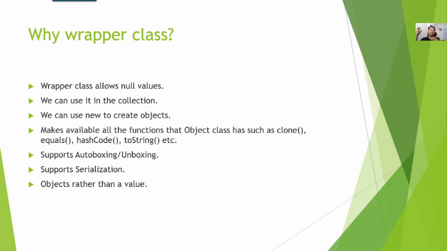But for now, you could say that when we send the information from one media to another media or through the network, then we have to serialize, and there it supports. So the last is the objects rather than the value. Obviously, we always prefer objects rather than having a value. So these are the reasons why we need the wrapper classes.